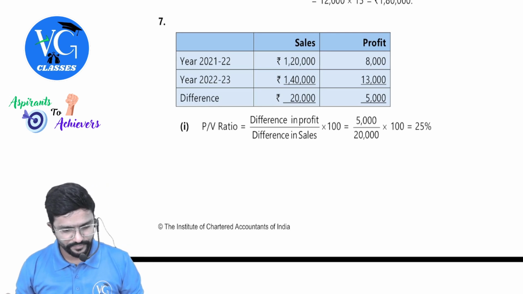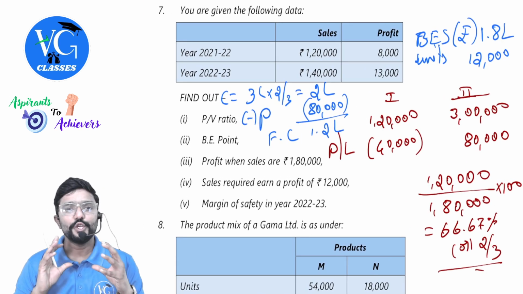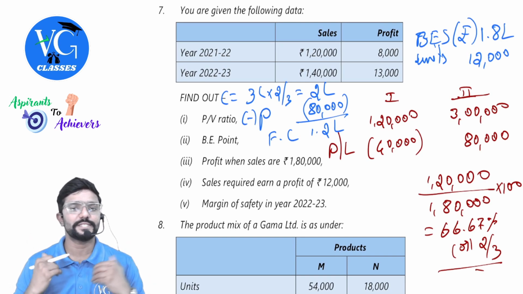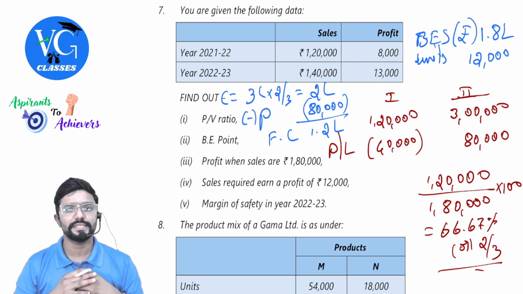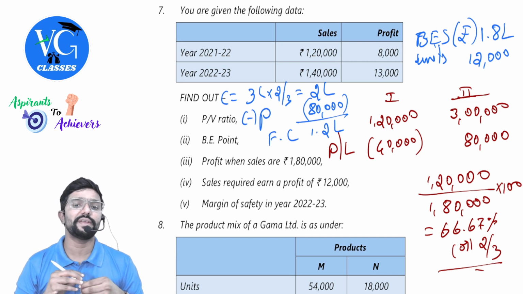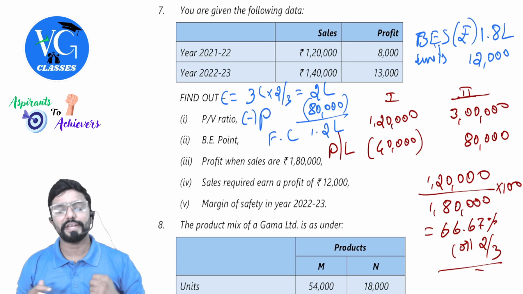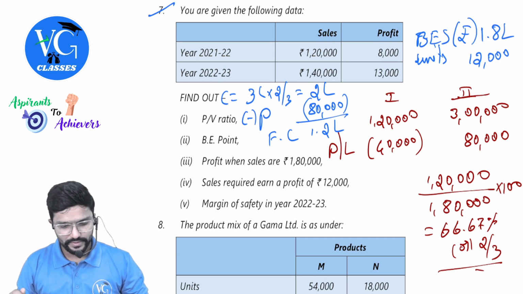Let us go to the next question. Question number 7. You are given the following data, two years' data again, guys. Sales, profit. Find out PV ratio: change in profit divided by change in sales. Break-even point. Profit when sales are 180. Sales required to earn a profit of 12,000. Margin of safety in the year 22-23. Yes, sir. Let us do it. 7.